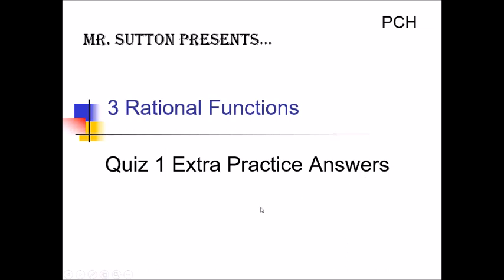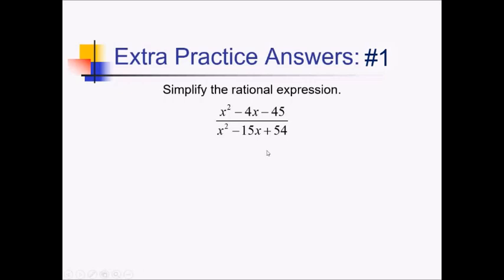To simplify this expression, let me make sure there's no common factors, and let me start that by actually factoring to see what the factors are. So in the numerator now, I need factors of negative 45 that add up to negative 4. So we got 1 and 45 doesn't work, 3 and 15 is no good, 5 and 9 would work if I had positive 5 and negative 9. So x plus 5, x minus 9. All right, one down, one to go.